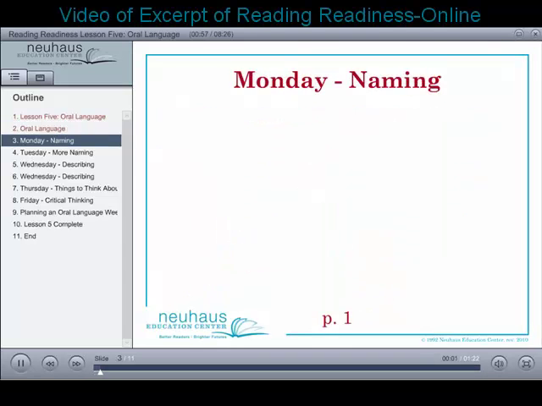The naming activity builds oral language and world knowledge. This activity begins a unit on Monday. You will choose a topic that relates to a story you will later read to the students, or a topic that relates to a thematic unit of study. We will use clothing for our topic.